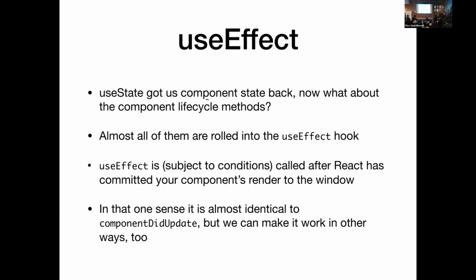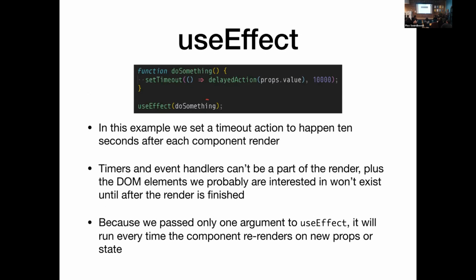A change has been made to your component. I'm going to call this lifecycle method so that we can do something. But we can make it do other things too. So here's an example. I have a function doSomething here. And what that does is it sets a timeout. So we're going to call this delayedAction function that's listed elsewhere. And we're going to do that in 10 seconds' time, 10,000 milliseconds.